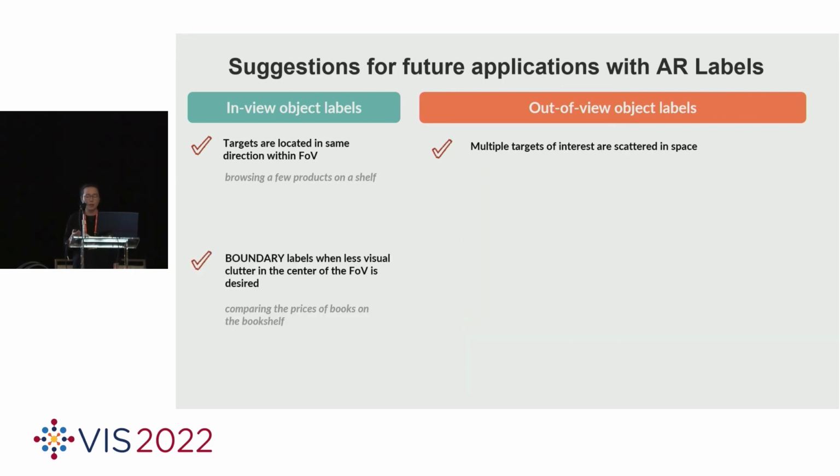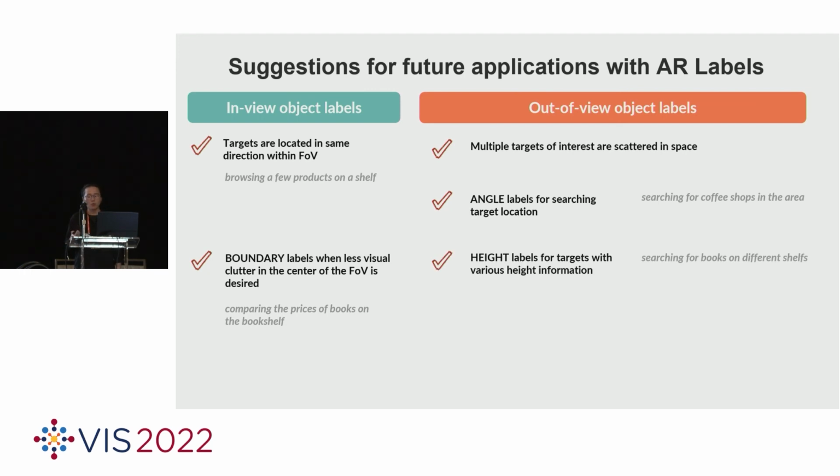Alternatively, boundary labels can be applied when less visual clutter in the center of field of view is desired. For out-of-view objects, angle labels are good for searching the target location, like coffee shop in the area. Height labels can be used for targets with various height, like books on different shelves. And finally, value labels with static layout can be used to track the ranking of targets effectively, such as the athlete's ranking in a race.